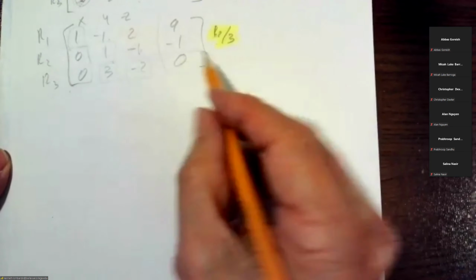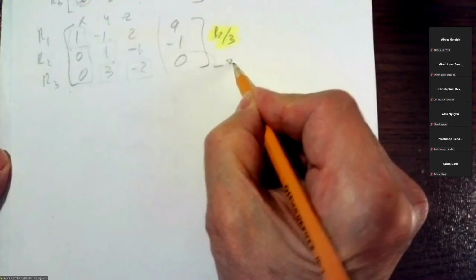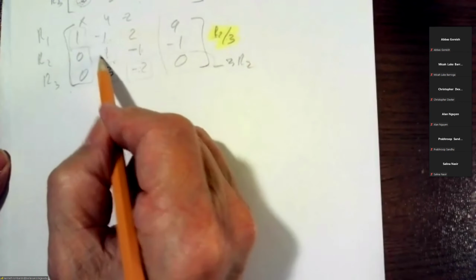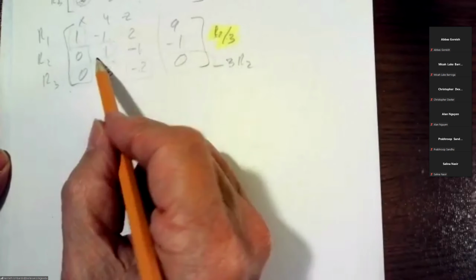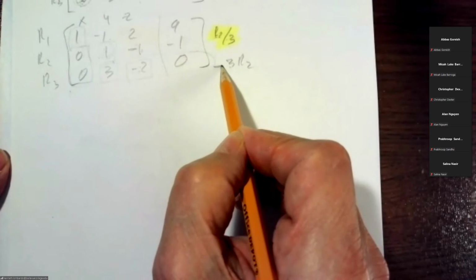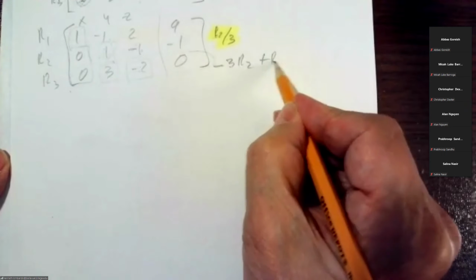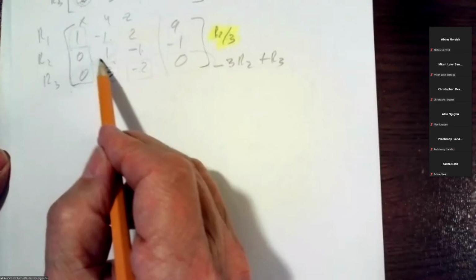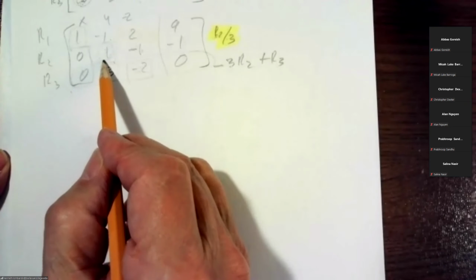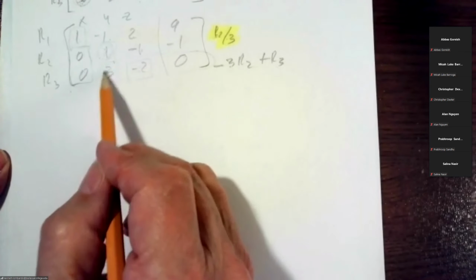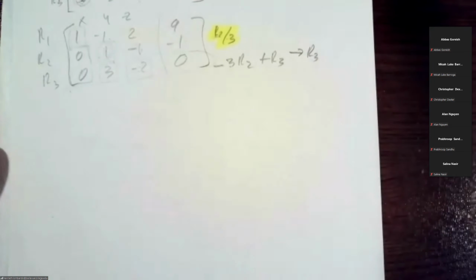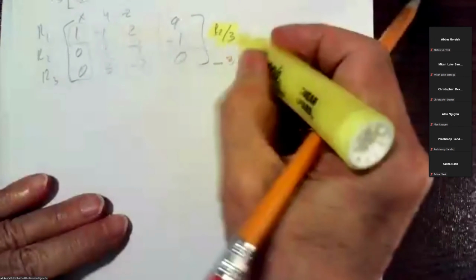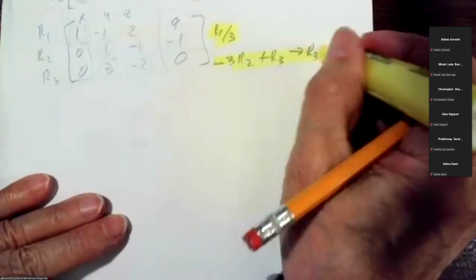Well, let's see. Let's try negative 3 row 2 since we have a 1 here and we want to get this to a 0. If we take row 2 times a negative 3 and add it to row 3, so this becomes negative 3, and that's a positive 3, so that forces that to 0, won't it? And then we'll replace row 3 with that. So that's what we're going to do, this operation right here.